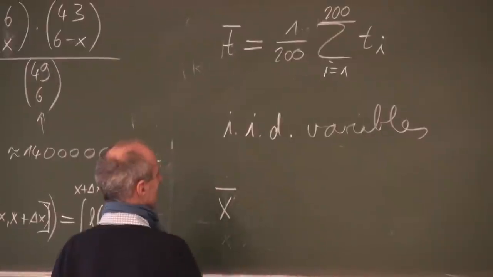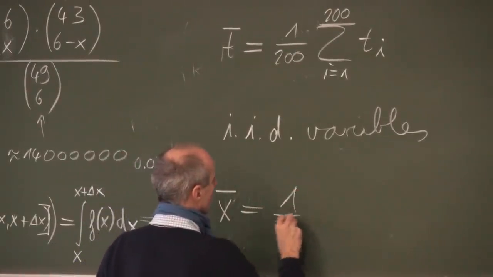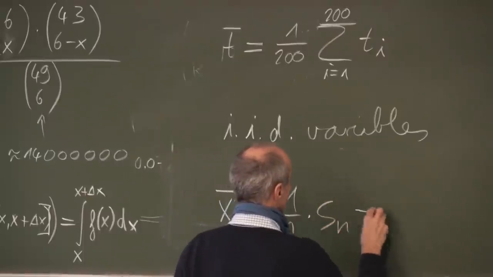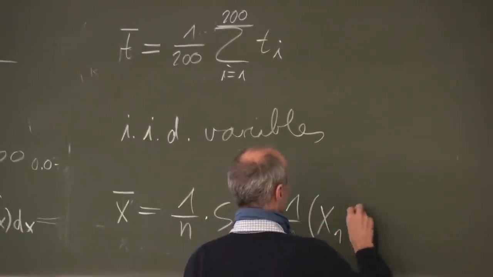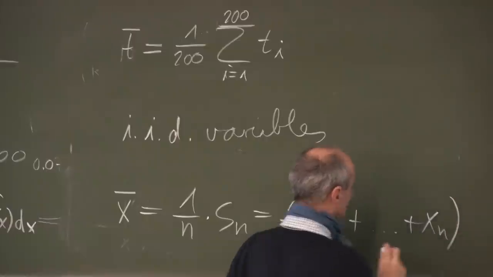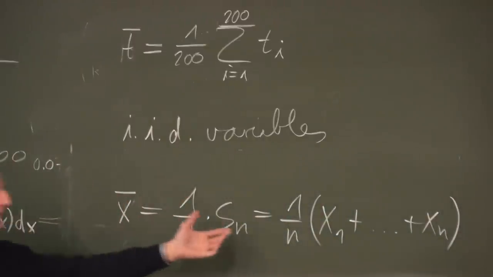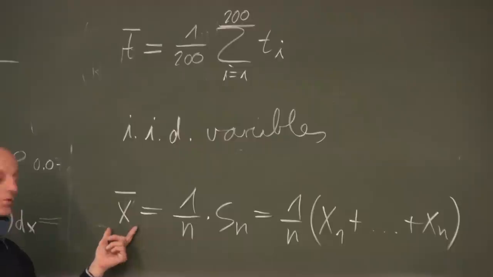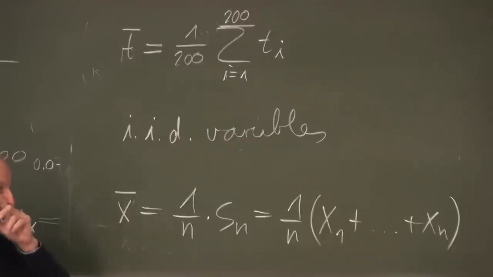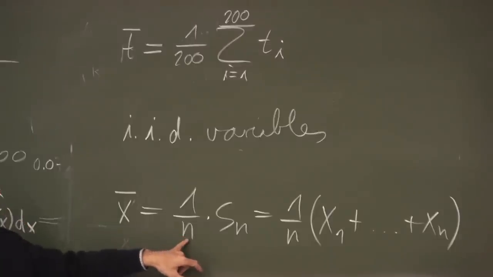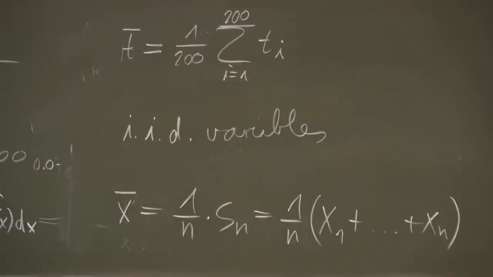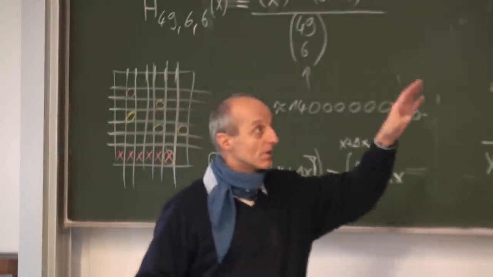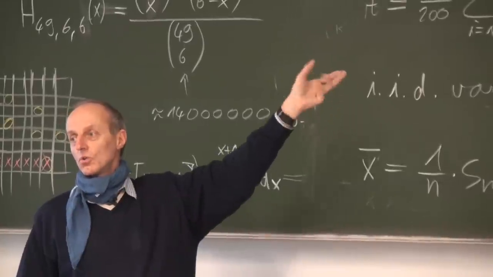We could also define a new variable x bar as 1 over n times Sn, which is 1 over n times x1 plus ... plus xn. So you see, of course, the sum is closely related to the mean. They just differ by this factor 1 over n. So this central limit theorem talks about the sum of n independent variables. And when we divide the result by n, then we can apply this theorem to the mean.